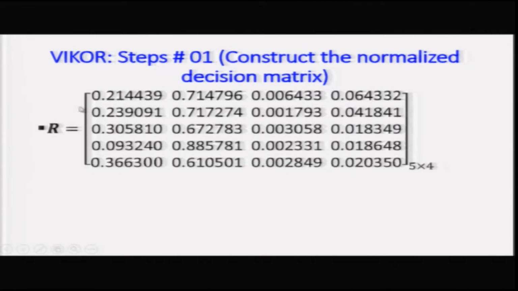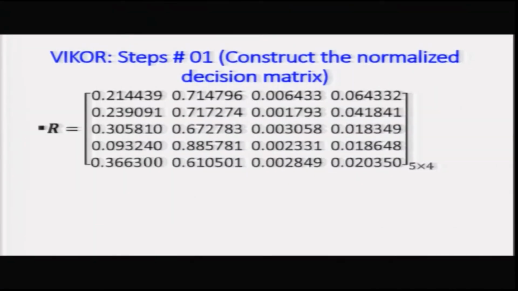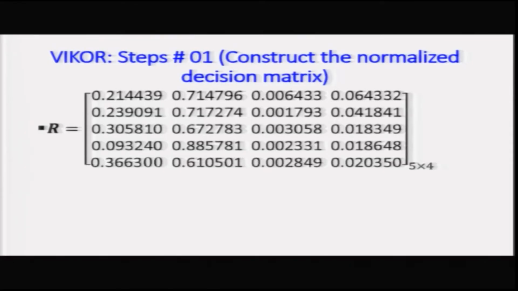So, let us see what these values are. These are the R matrix normalized along the row. I will only read the first 3 decimals: 0.214, 0.718, 0.006, 0.064 and 0.239, 0.717, 0.001, 0.041. I am just flipping from the Excel sheet to the PPT in order to make you understand the calculations I am doing. The third rows are 0.305, 0.672, 0.003, 0.018.